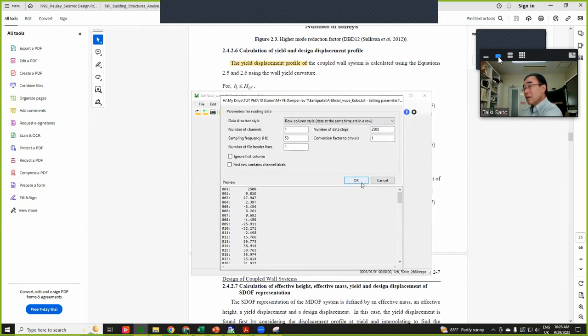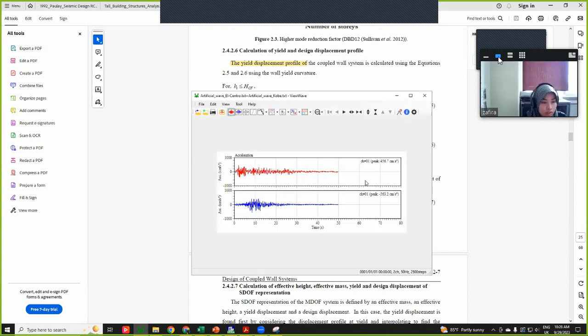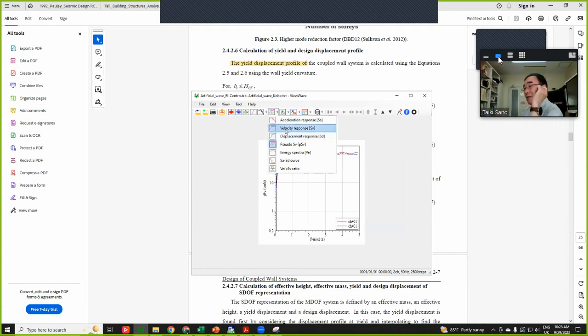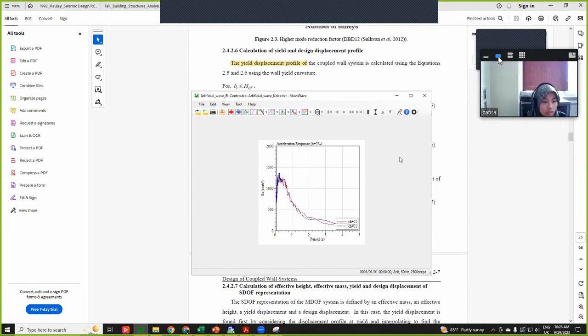I think the number of file header lines is 2. Yeah. 2. And then you can check. Okay. You can compare both. Okay. Good. It looks like the earthquakes have the same target spectrum.